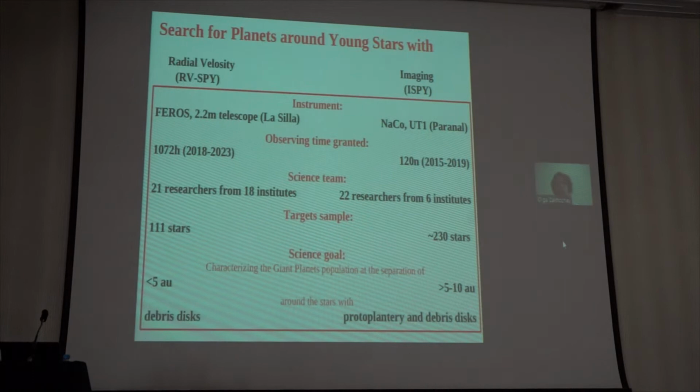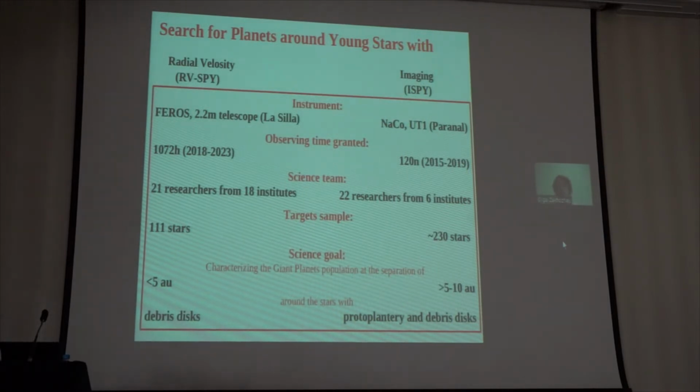So I want to tell you a little bit about the search for planets around stars with the imaging technique. That was a survey launched in 2015, abbreviated NACO-ISPY, the imaging survey for planets around young stars. In 2013, they gained quite an amount of observational time with NACO, 129 nights during 2015 to 2019, up to the moment when NACO was not operated anymore. It was a large survey which included a contribution of 22 researchers from 6 institutes. The main scientific goal was to search for planets around stars which have remnants of planetary formation, protoplanetary disks and debris disks around them.